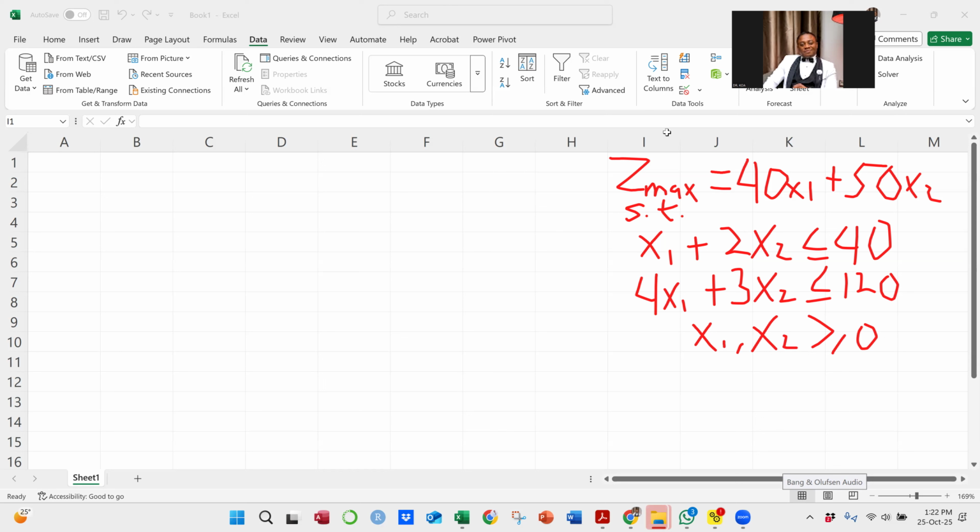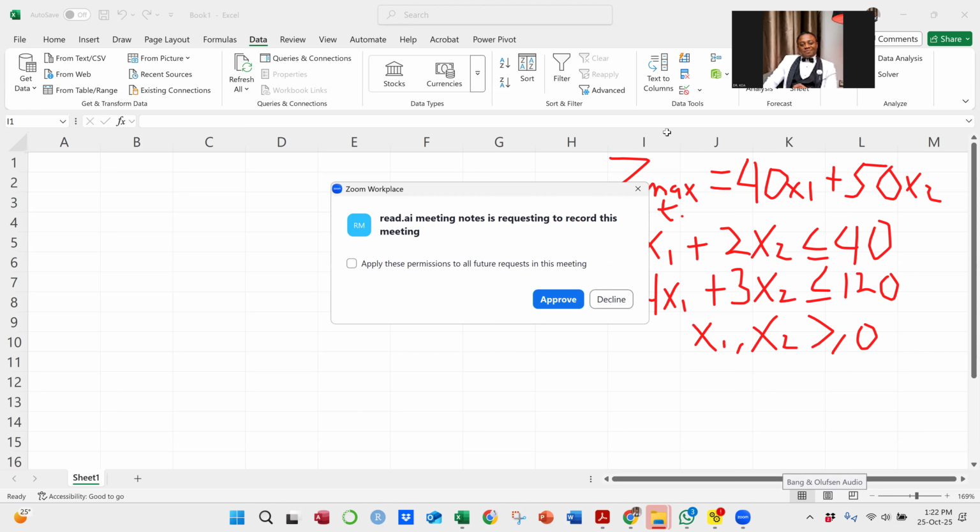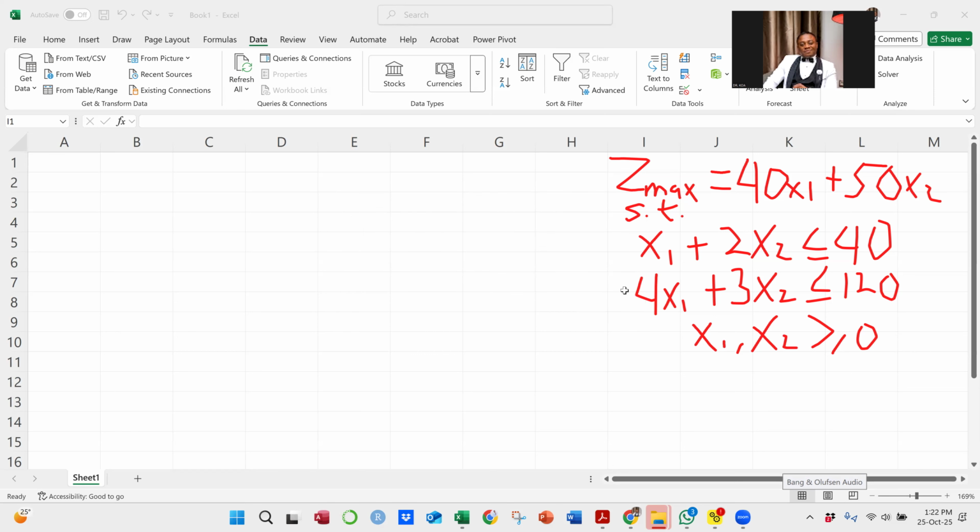Yes, sir. Please, we do. Good. You solved this model using the graphical approach. And today we want to look at it in Excel. That is why I said you should open your Excel.